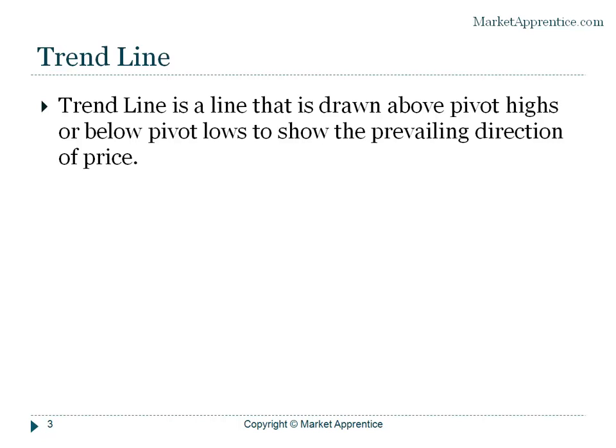Definition of a trend line. A trend line is a line that is drawn above pivot highs or below pivot lows to show the prevailing direction of price.